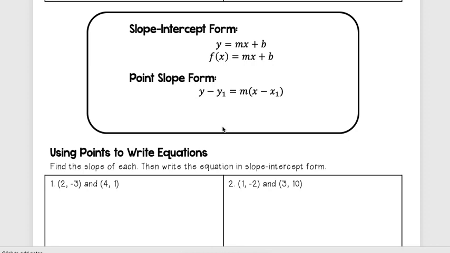So we can actually use points to write equations. Before we get into that, I just first want to go over again our different forms. As we learned in our last unit, slope-intercept form is y equals mx plus b. Another way that you may see that is f of x is equal to mx plus b. And remember that y and f of x are really the same thing.